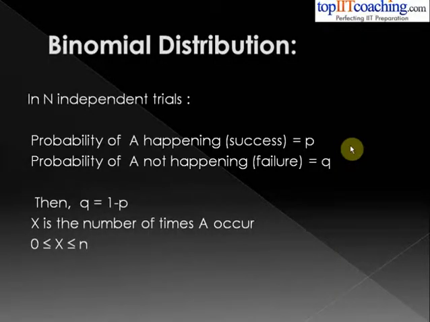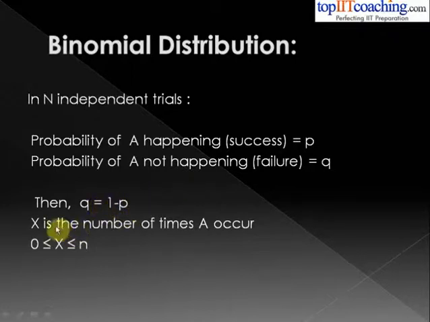The next part is the binomial distribution. Now if we consider n independent trials, then the probability of A happening, or the success of A, is equal to P, and the probability of A not happening, that is the failure of A, is equal to Q. Let us say that this is equal to P and this is equal to Q. Then P plus Q would be equal to 1, as these are mutually exclusive events, and so Q would be equal to 1 minus P.